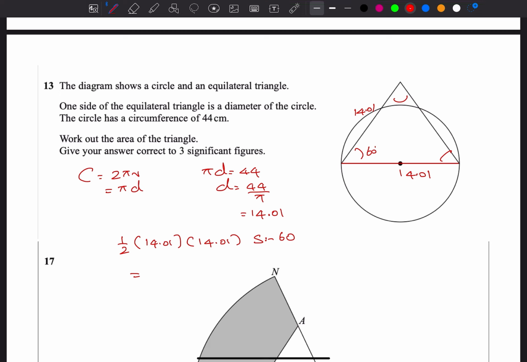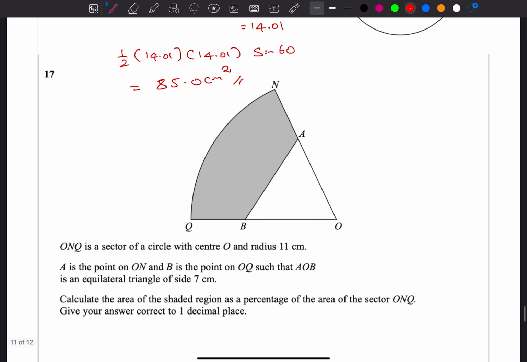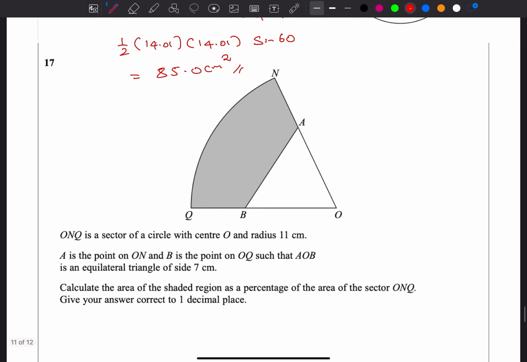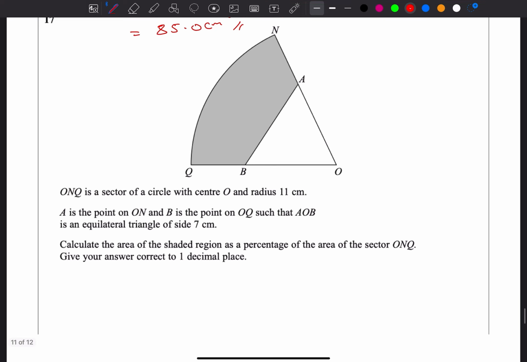Which makes it 84.99, which is 85.0 centimeter squared. Okay. Next one. They calculate the area of this region as a percentage of O and Q. So we can work out the area of O and Q first, because they told you that it is an equilateral triangle, so that means it's 60 degrees here. And they said the radius, which is on the sector, is 11.